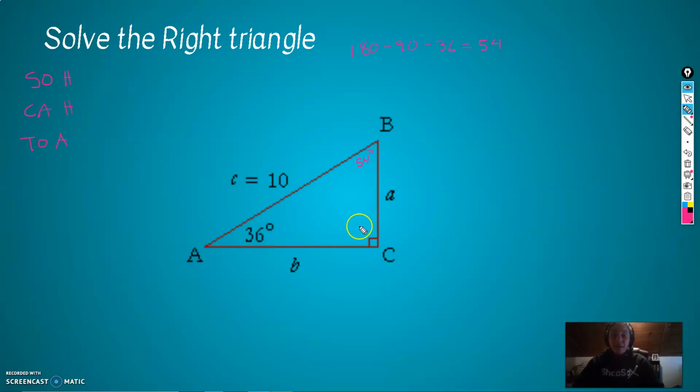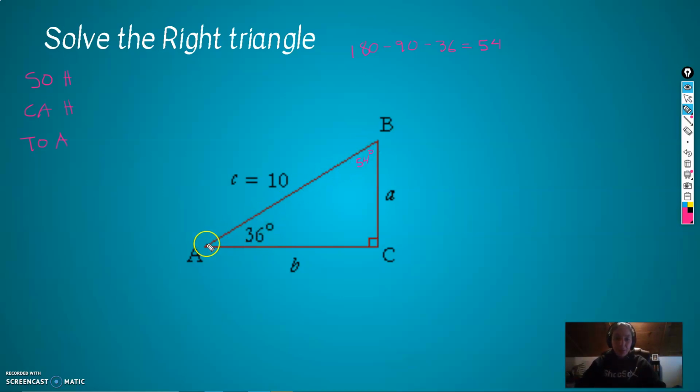So all of my angles are solved for. Now I just need to solve for my sides. I can either use 54 or I can use 36. It's all going to work out the same. I'm just going to use 36 here as my reference angle.